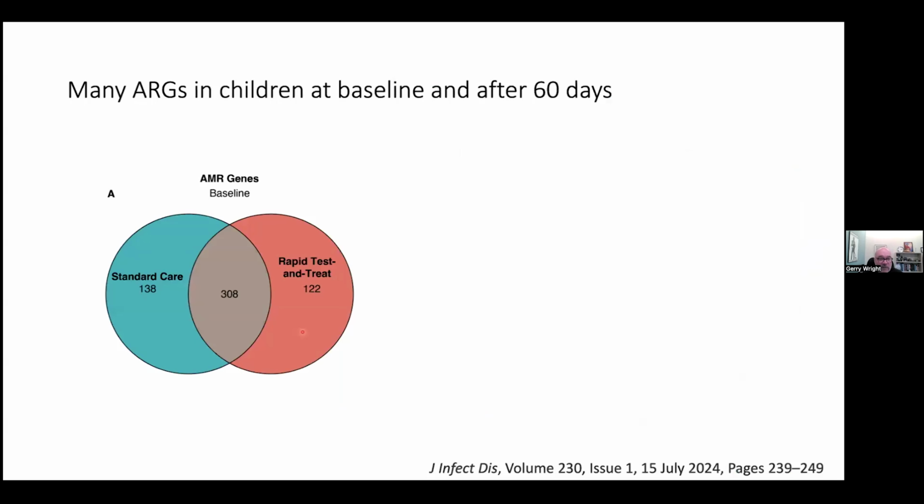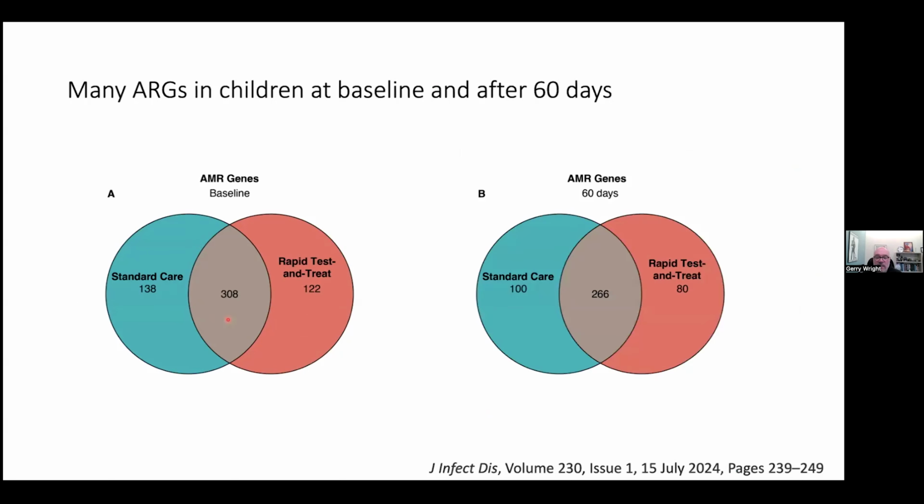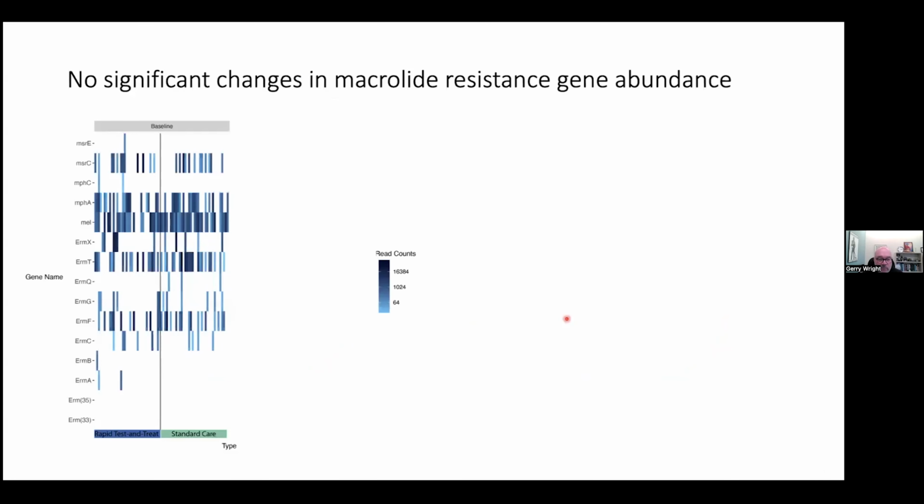But we were surprised. What we found is that whether you're in standard of care at baseline, so day one, or whether you're in a rapid test and treat pool, there's a lot of resistance genes out there already. And if you look at 60 days later, it doesn't really change. So that's interesting. This is overall antibiotic resistance genes. You're not increasing overall because there's a fairly significant amount of resistance to begin with. So you say, all right, that's overall resistance.